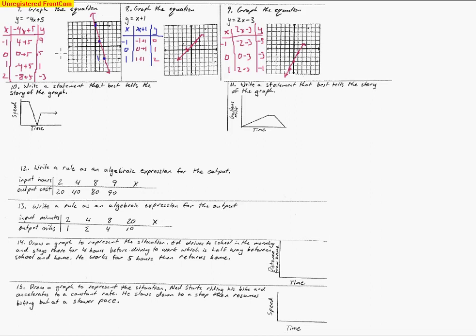The next question asks us to write a statement that best tells the story of the graph. Well, looking at this one, this axis is speed, and this axis is time. So I would say something to the effect of a person has a constant rate of speed, or starts at a constant rate. So we'll just say a person starts at a constant rate of speed.